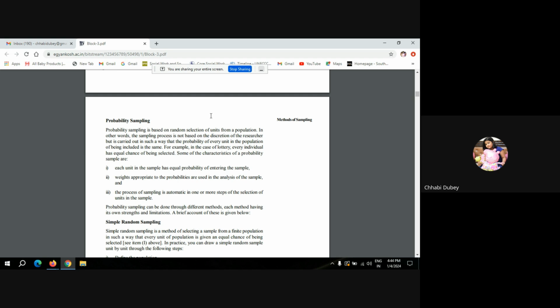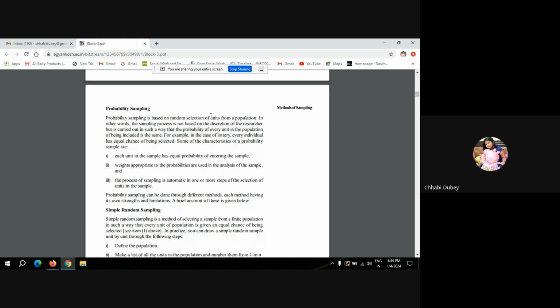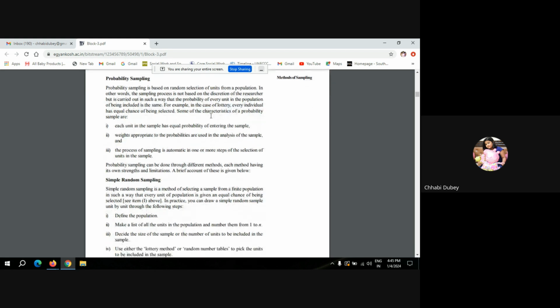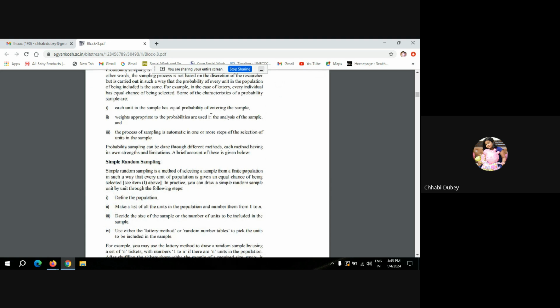Now, under probability sampling, we come to the first type, known as simple random sampling. Simple random sampling is a method of selecting a sample from a finite population in such a way that every unit of the population is given an equal chance of being selected in the sample.